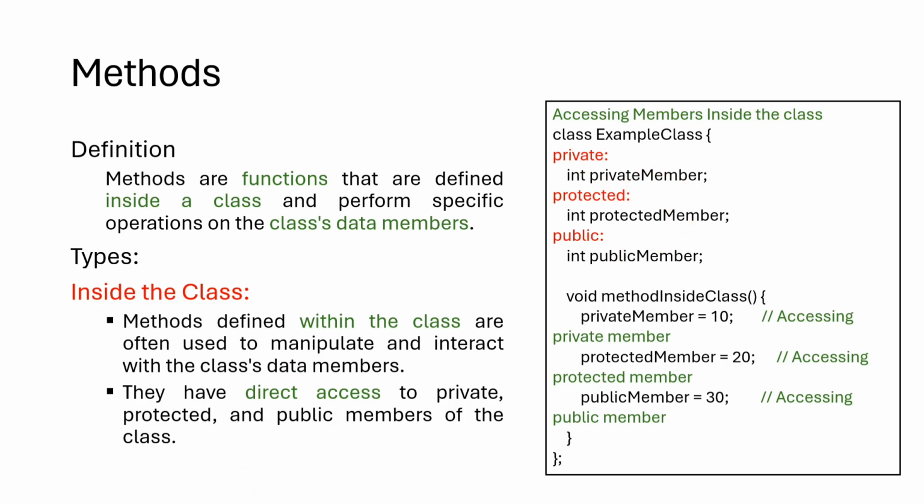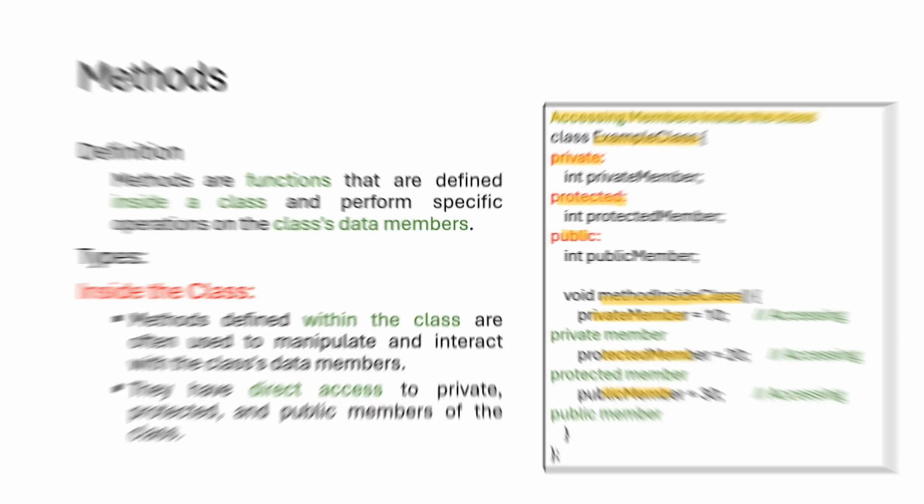Now let's look at this code snippet to understand how accessing members inside the class function works. Here we have ExampleClass as the class name, and inside this class we have private, protected, and public data members. Inside this we are trying to access all three members using this void method inside class. Here we have the private member, protected member, and public member. All these data members can be accessed without any issues.